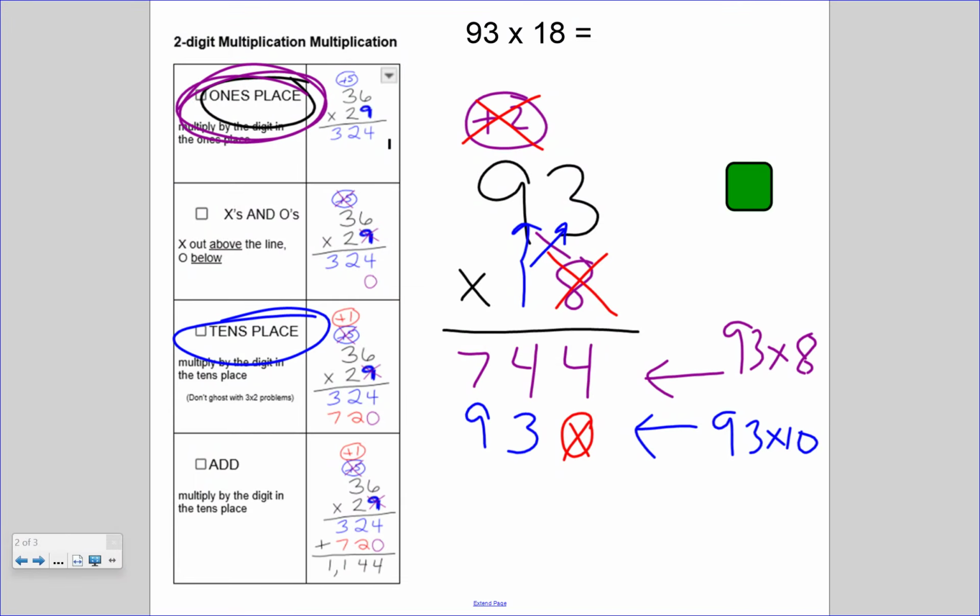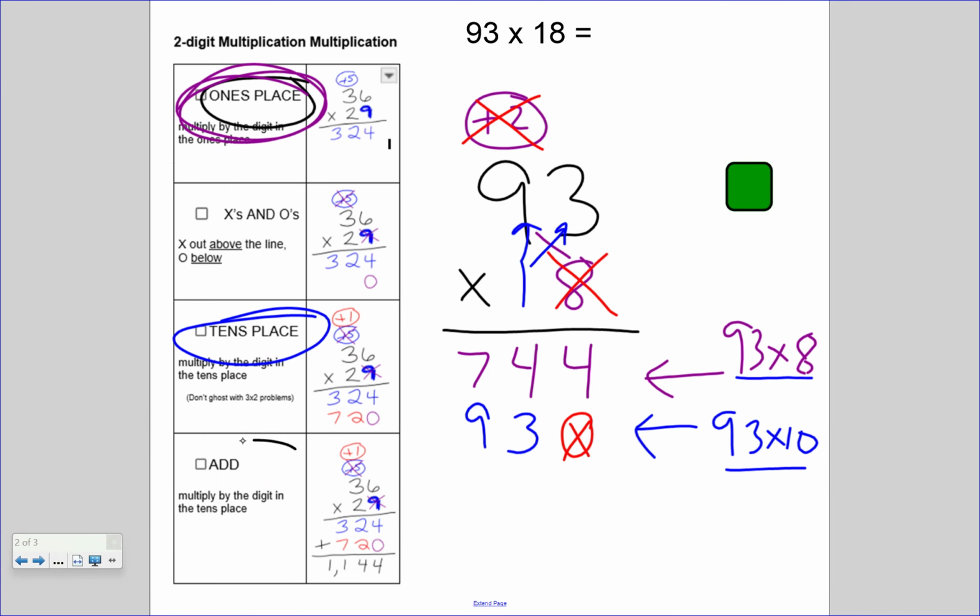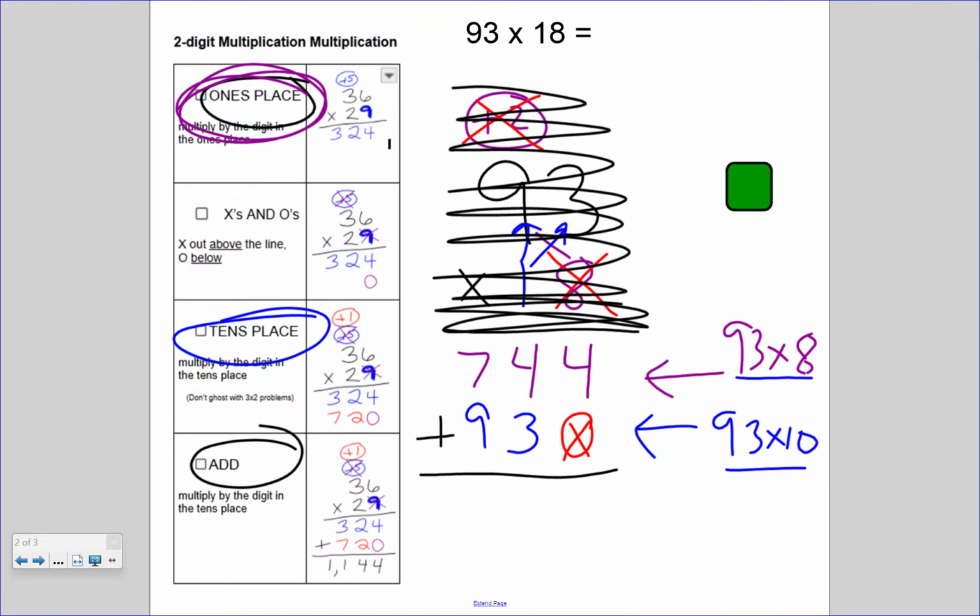Well, since this question isn't asking for 93 times 8 and it's not asking for 93 times 10, it's asking for 93 times 18, my final step is I need to add them together. And I'm only looking at these two parts of my answer. Again, I don't want you to do this, but we're done with everything up here. We don't need it anymore. We're adding the two parts of our answer. So 4 plus 0 is 4. 4 plus 3 is 7. And 7 plus 9 is 16. This is the end, so I can throw them both down at the same time. So my final answer is 1,674.